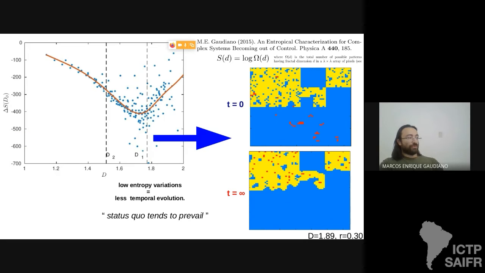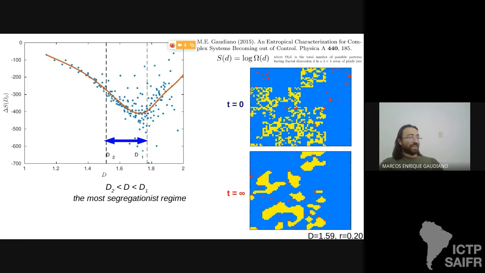On the other hand, for D greater than D1, the same happens as D increases. There is no substantial evolution. Agents basically stay there and tolerance prevails. Note that the minority tends to be more compact and have more properly demarcated borders. The highest variation of entropy occurs when D approximately lies between D2 and D1.